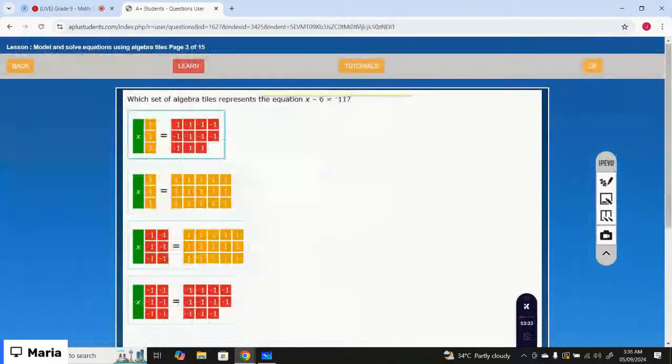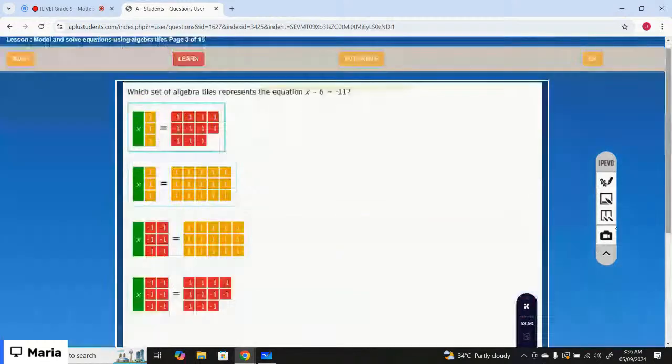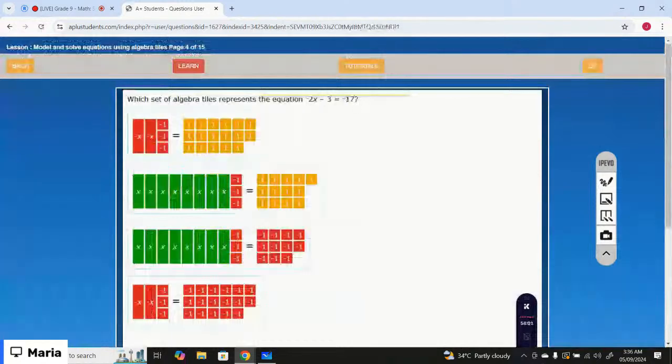Okay, which set of algebra tiles represents the equation x minus 6 equals negative 11? Yes, again, D is the correct option, right? Okay, which set of algebra tiles represents the equation negative 2x minus 3 equals negative 17? So which is the correct option? So that is again D, right?